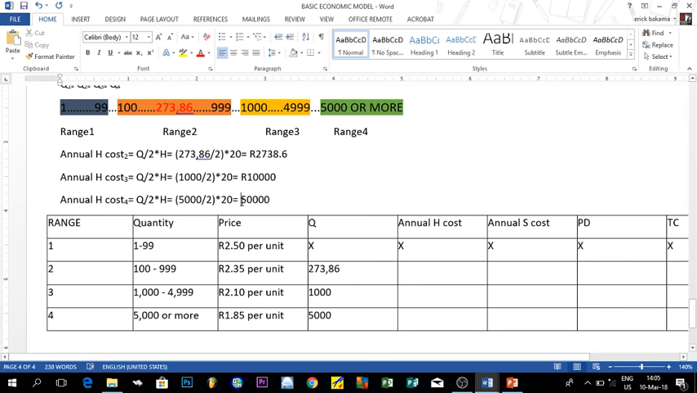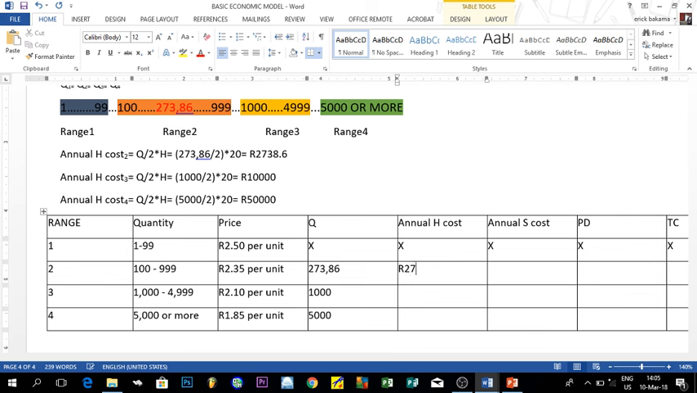So whatever we have here is the range. So we have the annual cost, which is here, 273,86. And then here we have 10,000. And then the last one gives us 50,000. Sorry, I said 5 at first, it was 50,000. Yeah, we got 50,000 here.